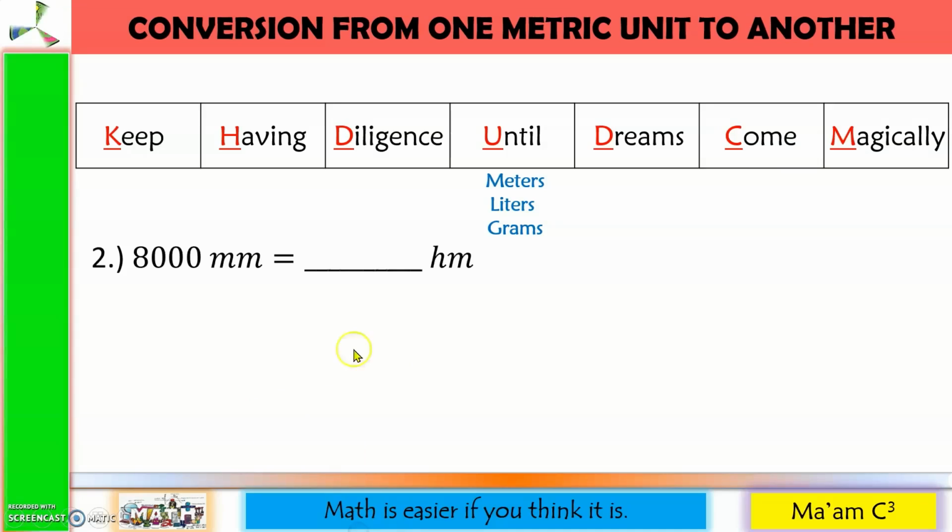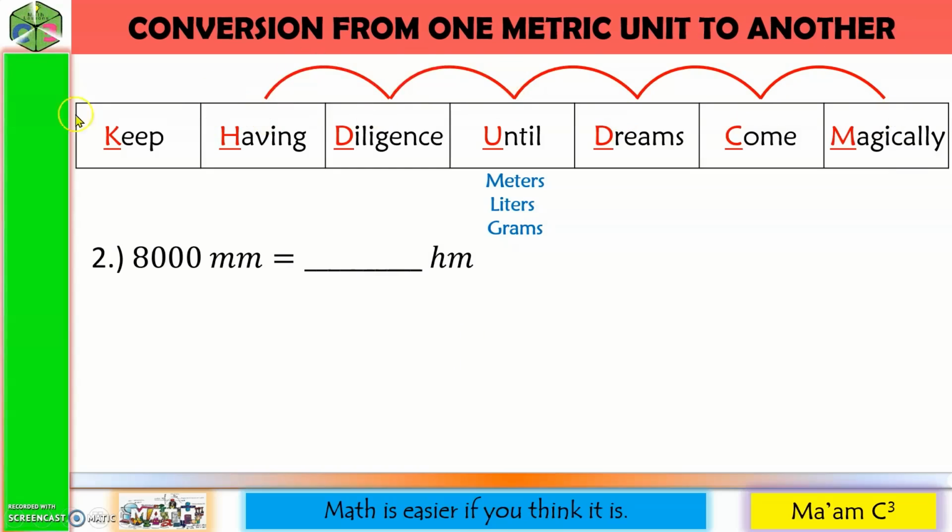Let's have number 2. 8,000 millimeters is equal to how many hectometers? So from millimeters, that is M, magically, to hectometers, having. Let us count the number of steps from M to H. 1, 2, 3, 4, 5. 5 steps going to the left.